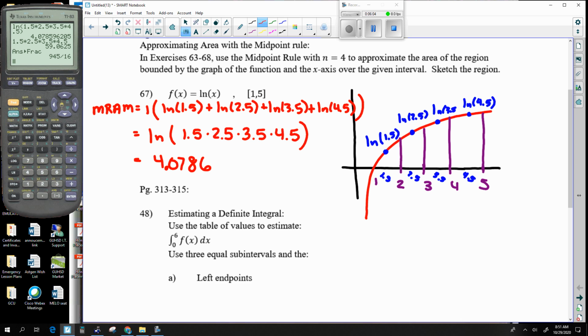And if you don't believe it, you could go ahead and do it the long way. ln of 1.5 plus ln of 2.5 plus ln of 3.5 plus ln of 4.5. Do I lie? That's the approximated area. Again, these are heights at these midpoints.